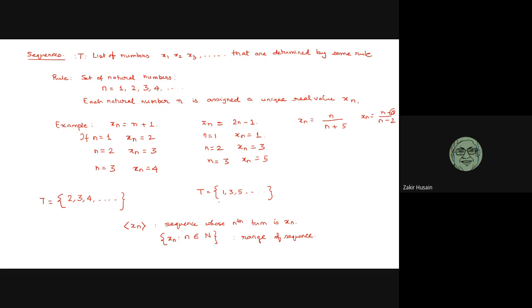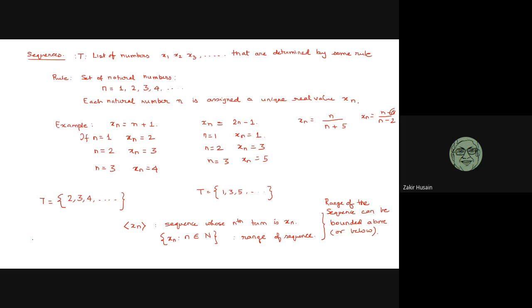So the set of all this is called the range of the sequence. So we know where the sequence starts, where the sequence ends. Now obviously, again, the range of the sequence can be bounded above or below.